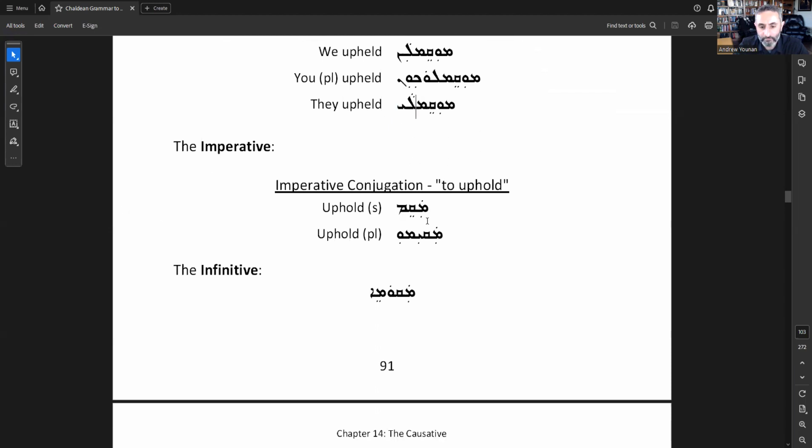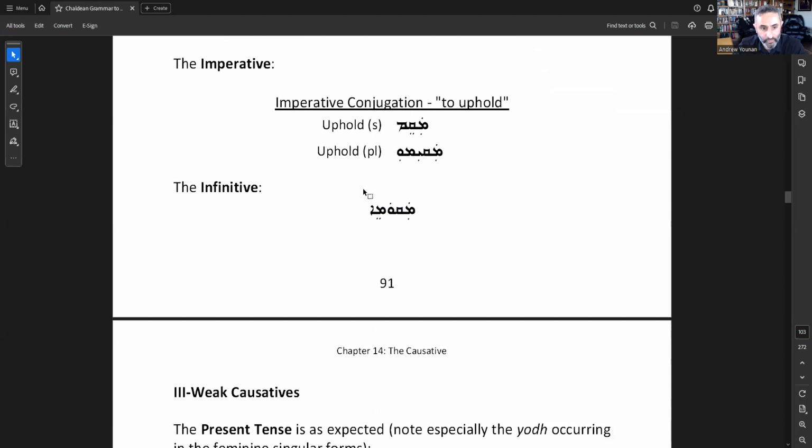Okay. The imperative, maqam. The imperative plural, maqimu. So the root letter comes back in the plural, and then the familiar u. And then maqome is the infinitive. So all hollow verbs would follow this form.